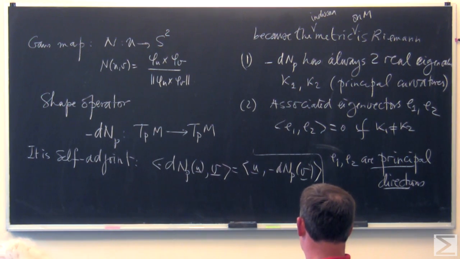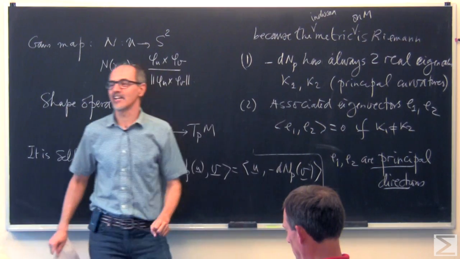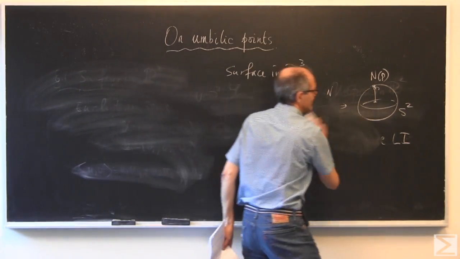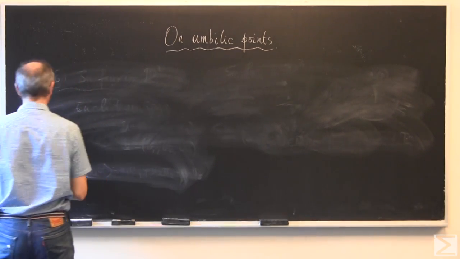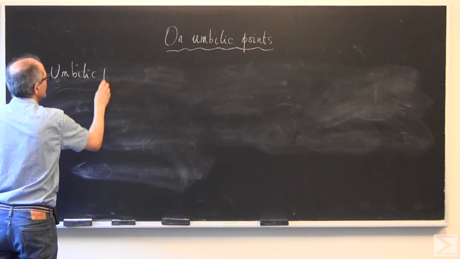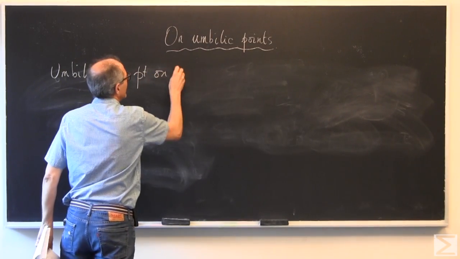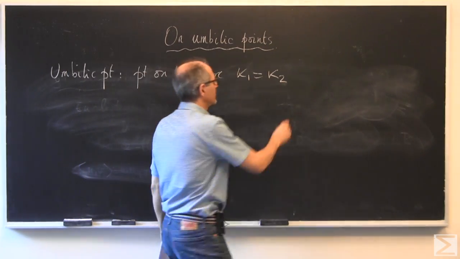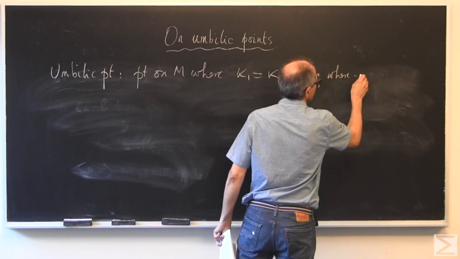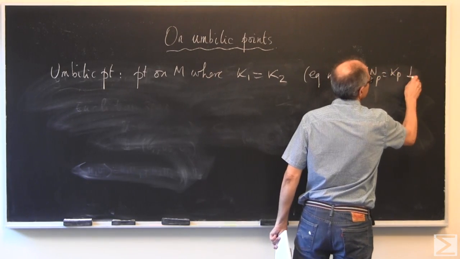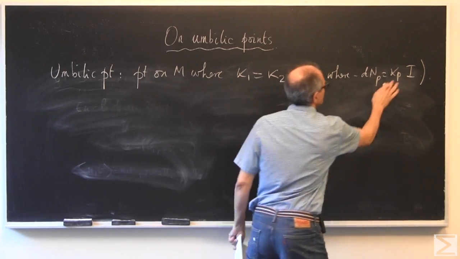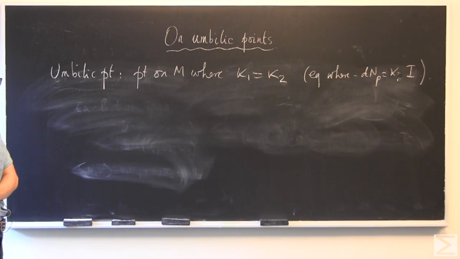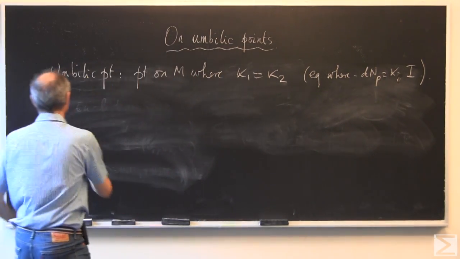So what's an umbilic point? An umbilic point is a point where the principal curvatures are equal. So this is the first definition of an umbilic point. An umbilic point is a point on M where K1 equals K2. Equivalently, where the shape operator is a multiple of the identity. Okay? This is one definition of umbilic points. So I'm giving you another way to define umbilic points.